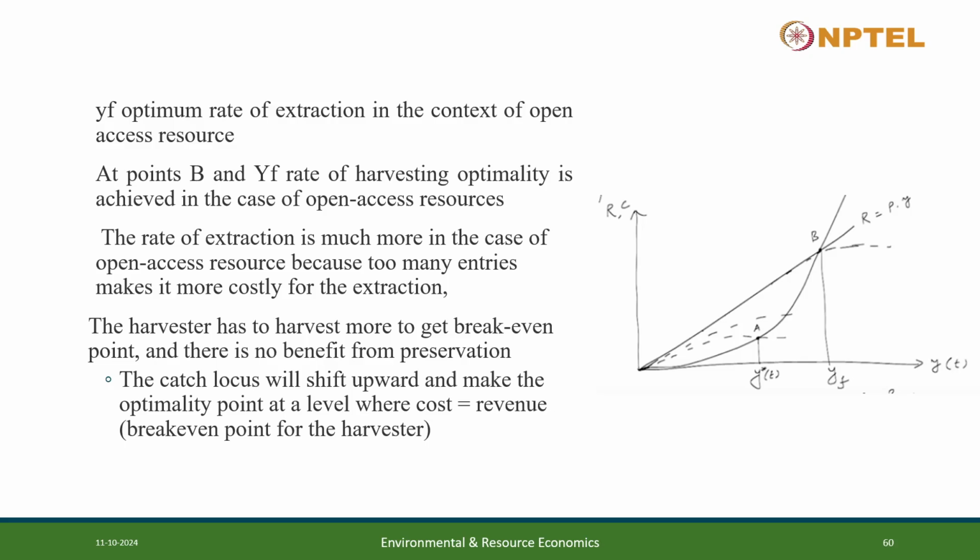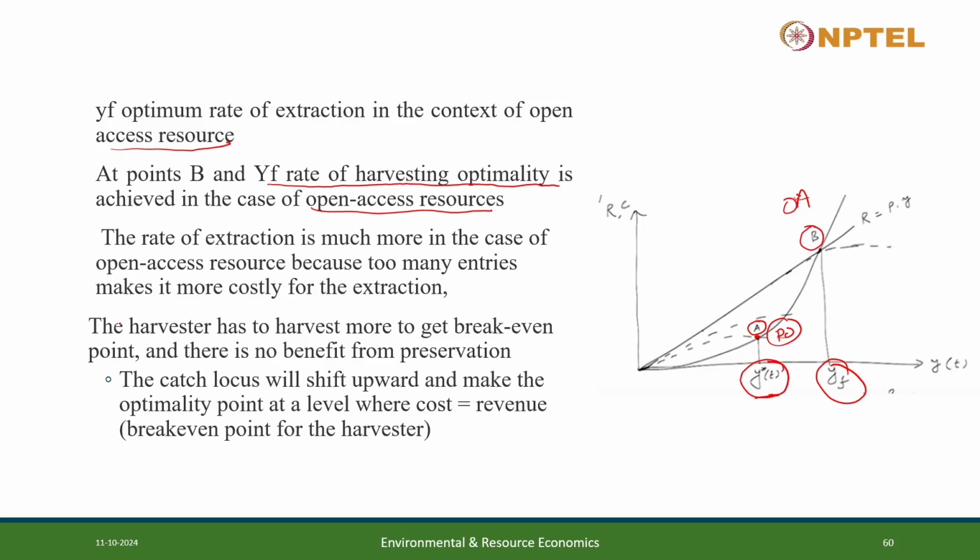Now we have drawn the curve here. Point A is the case where this optimality is obtained and I get the y star t. And point B is the case for the open access. Sorry, my bad: B is open access, and A is for the private ownership. In the open access case, I get YF. YF is the optimum rate of extraction in the context of open access resources. So the rate of extraction is much more than in the private case, where we get Y star T.